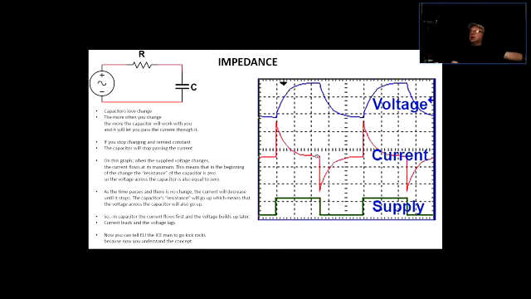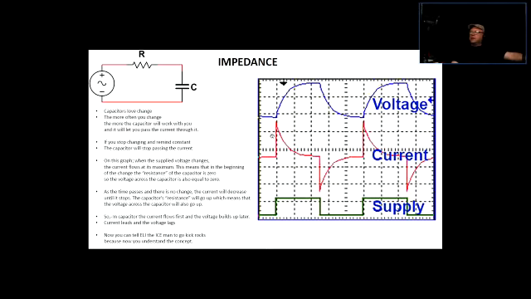Then of course when the power supply goes back to 0, for a short period of time you're going to have another current spike, and the voltage is going to start decreasing because the current is going to start flowing. So in the capacitor, the current leads and the voltage follows. Then you can say that the current and the voltage are out of phase, with the current leading.